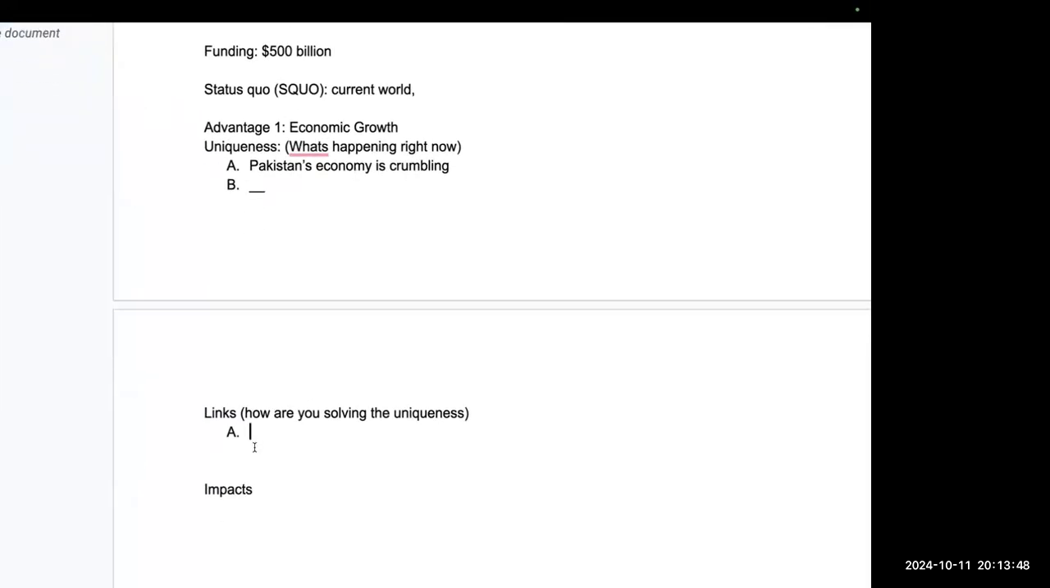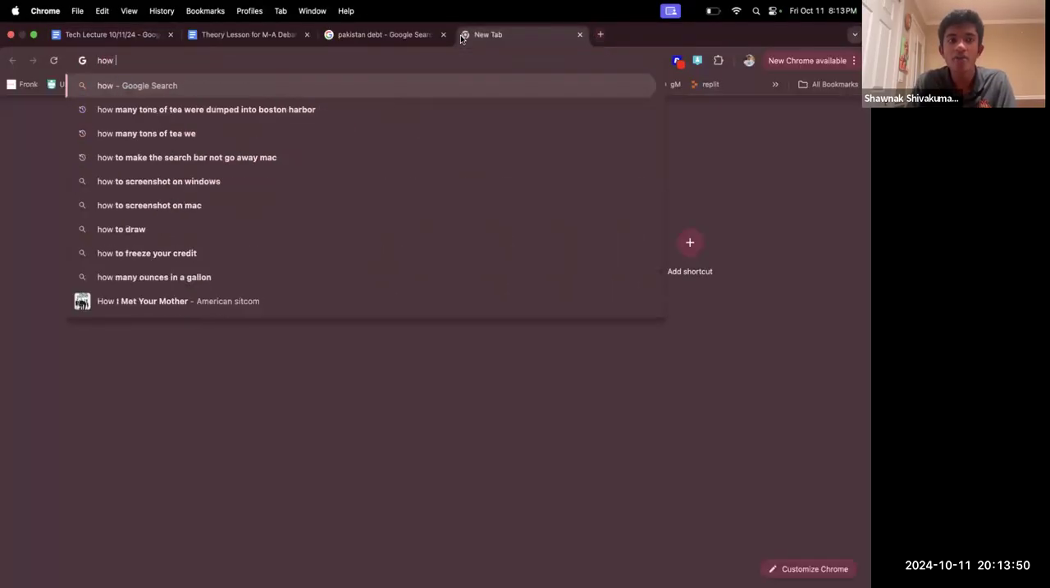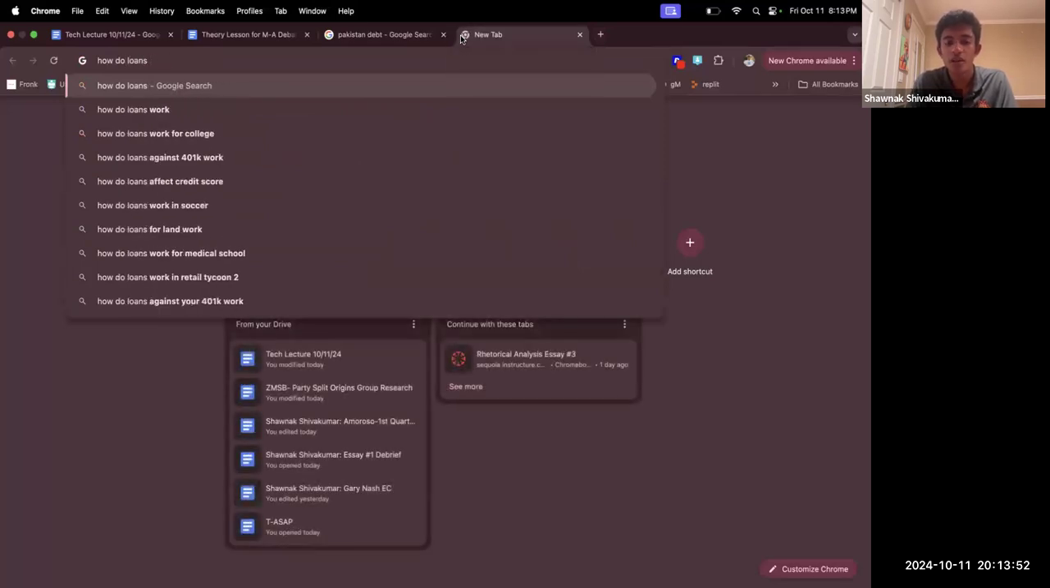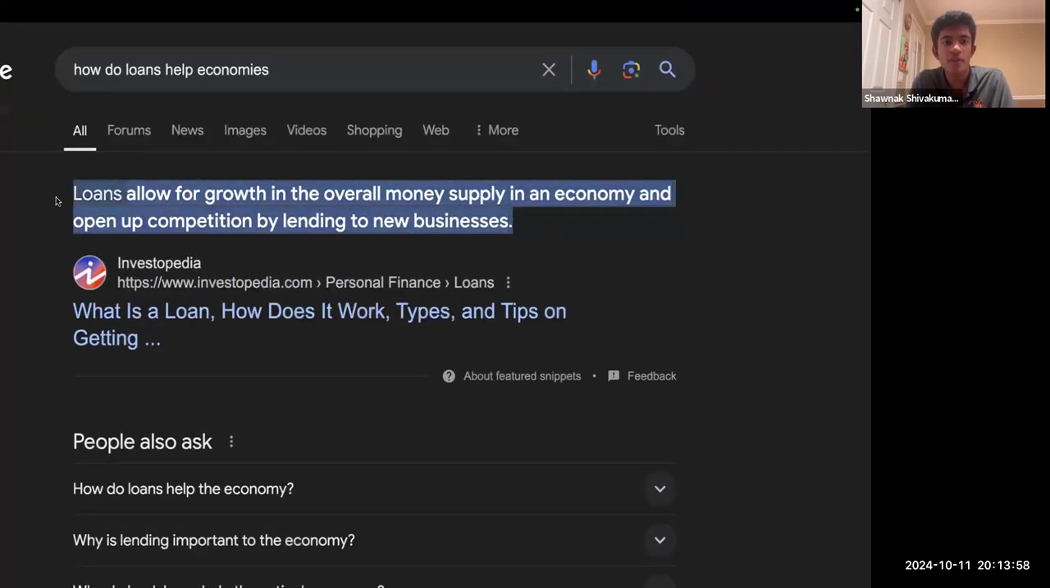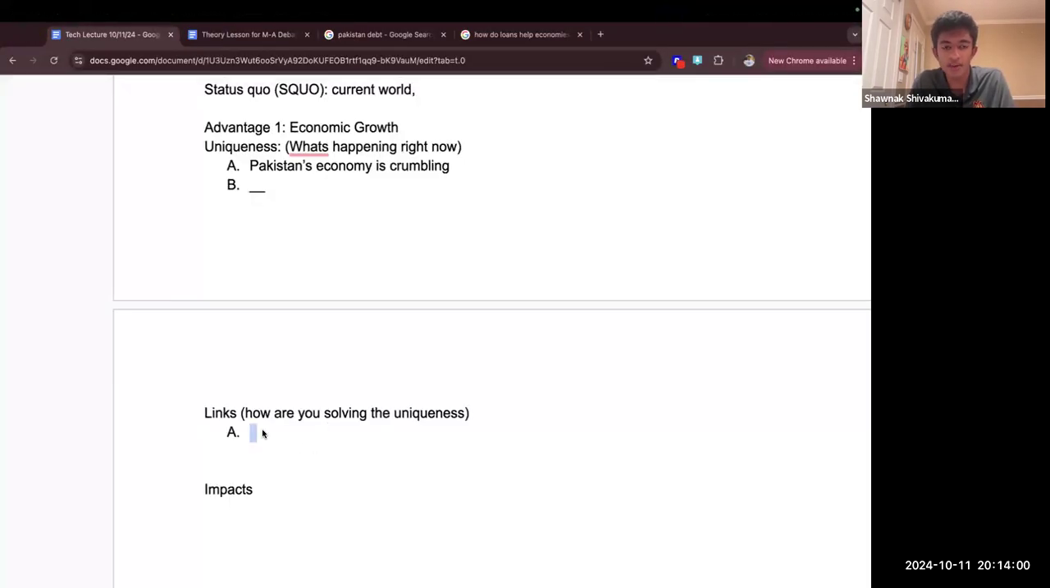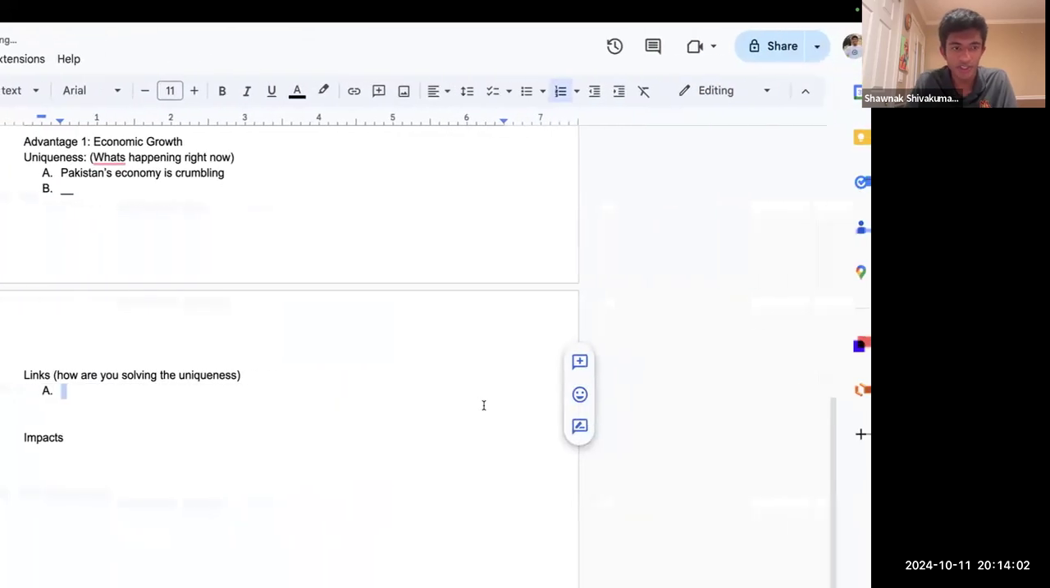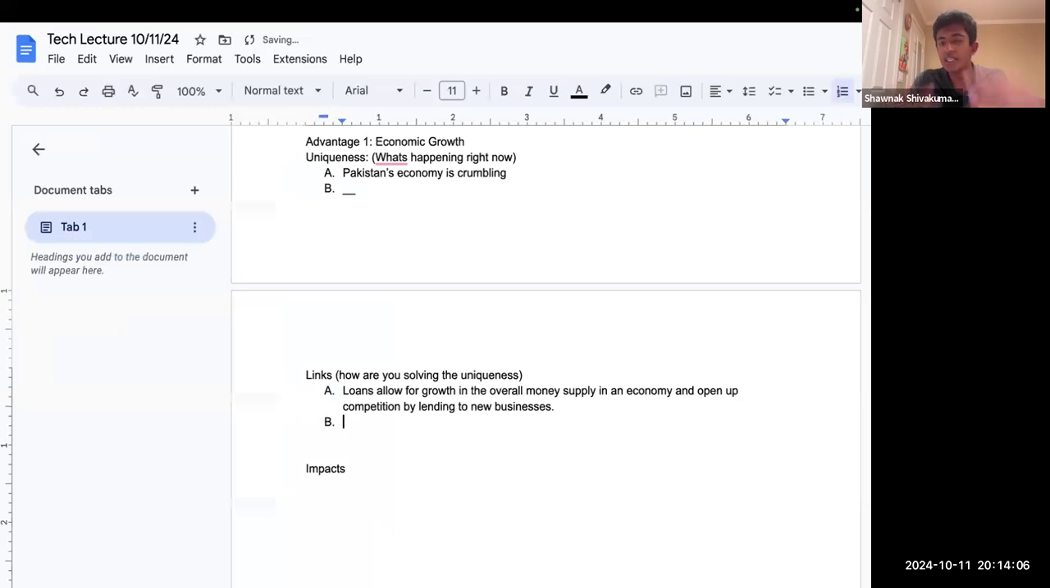Yeah. Okay, so the links, it'll be like, okay, how do loans help economies? And you can say, oh, loans allow for the growth of overall money supply and open up competition. Okay, that's one link, right? A link here would be: opens up competition, leads to new businesses, leads to more jobs, more spending in the economy. What are the impacts? Why do I care about more jobs? Well, I care because of a higher quality of life.